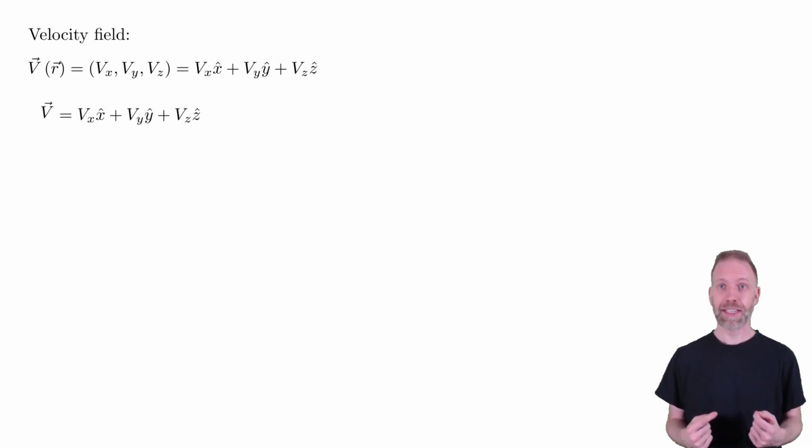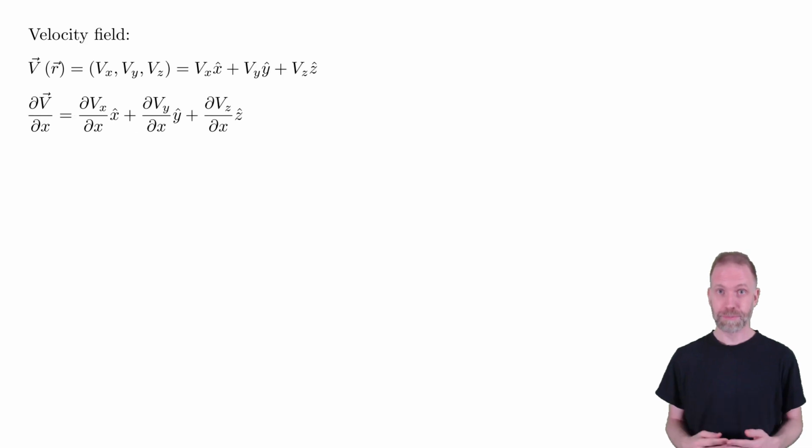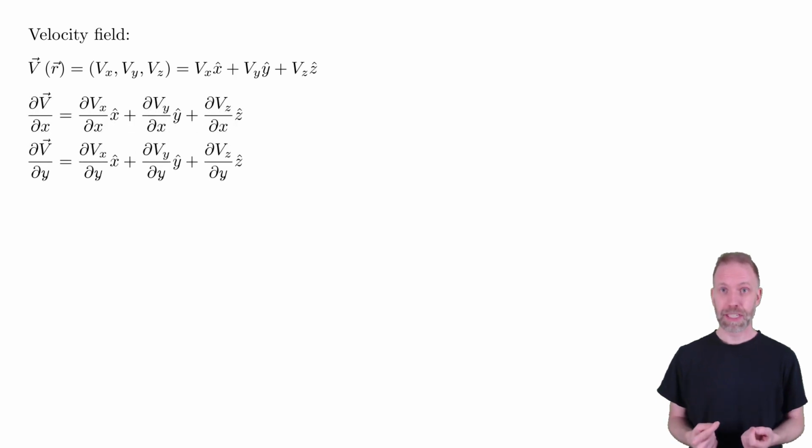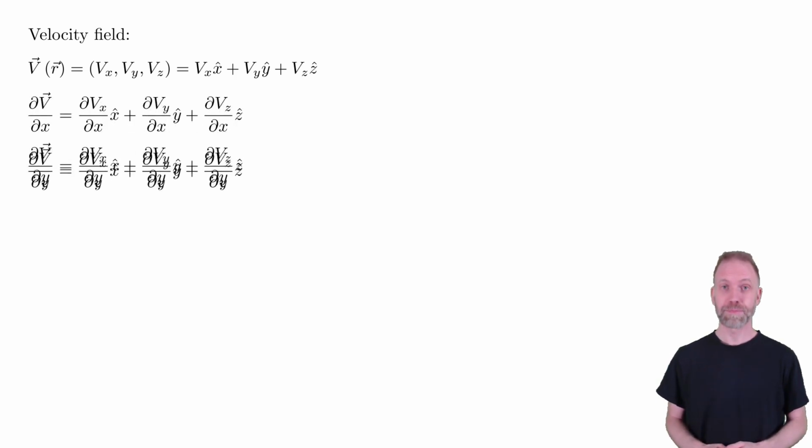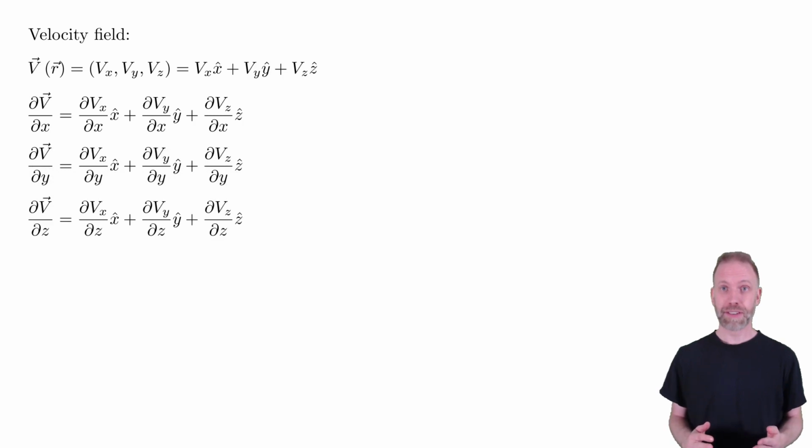Assume that we want to calculate the partial derivative with respect to x. This is achieved by taking the partial derivative for each component separately. The same would apply if you take the partial derivative with respect to y or z as well. All of these three equations describe vectors.